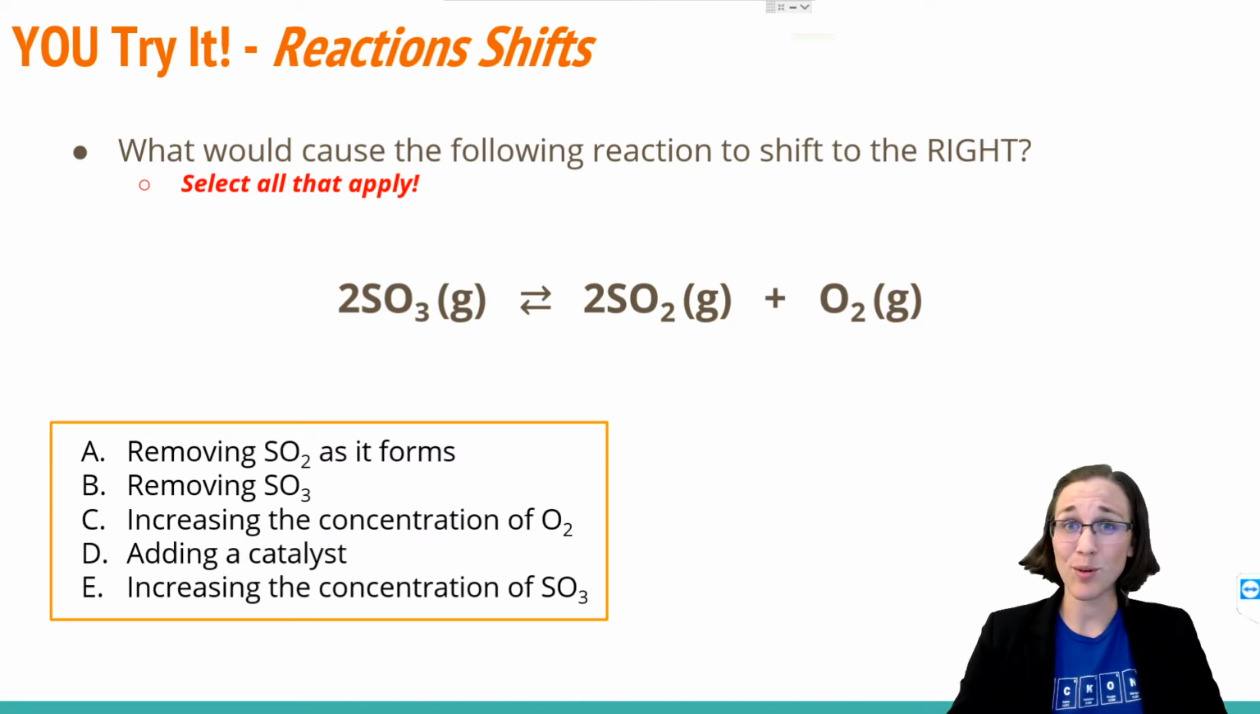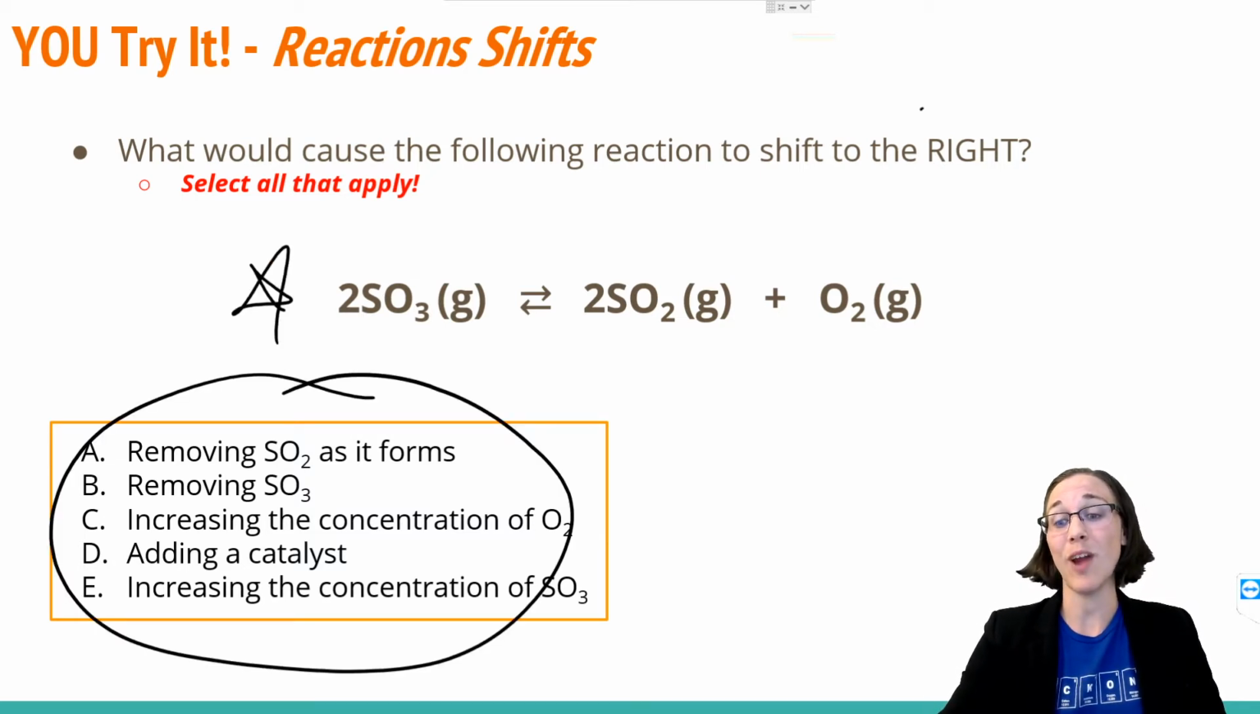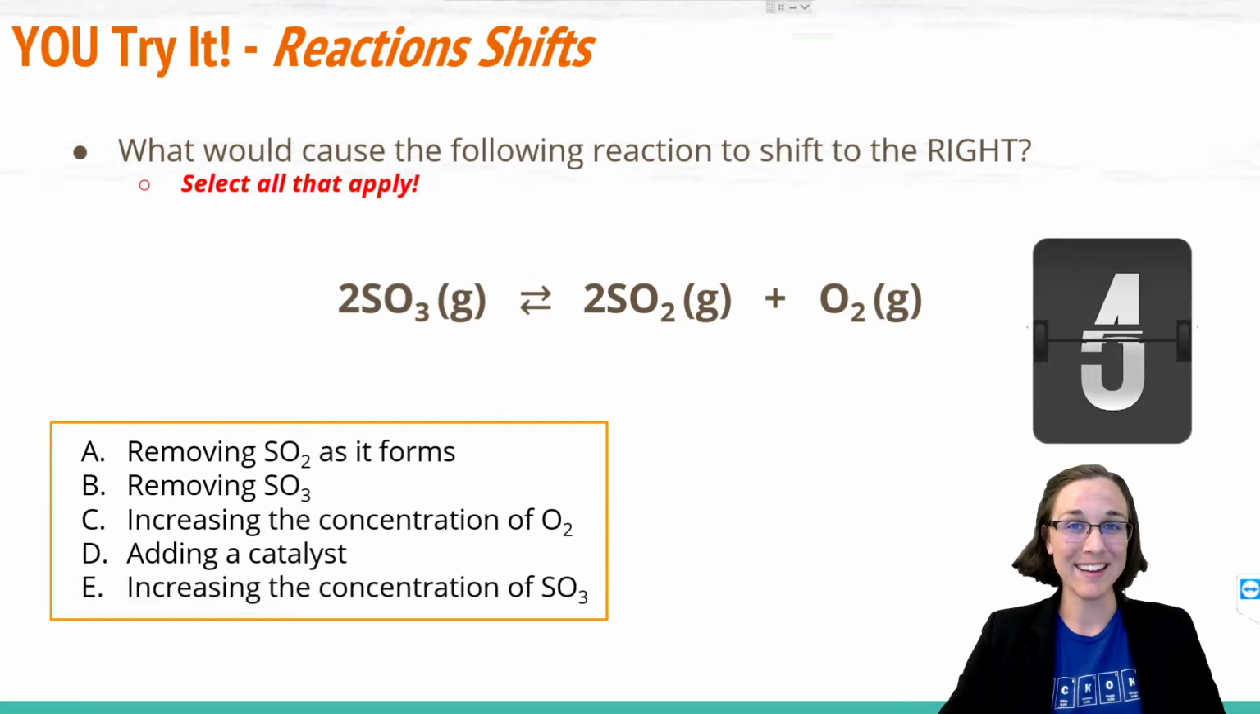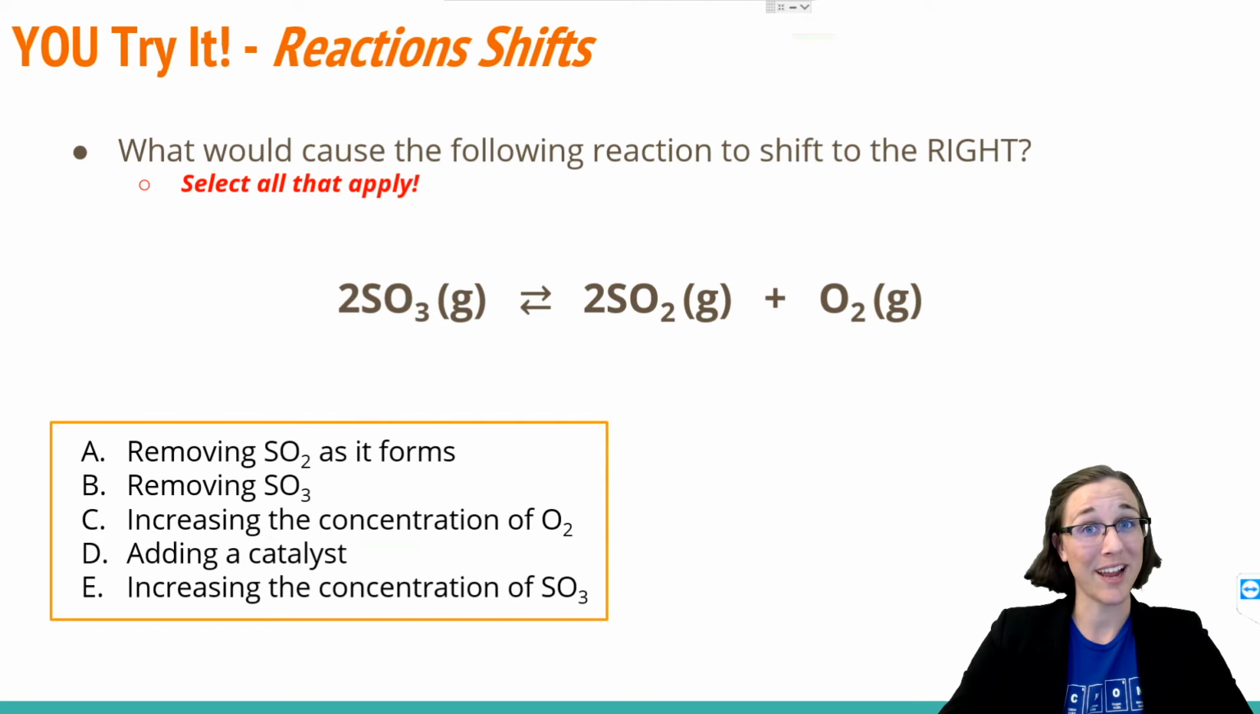Now that we've seen and applied the logic for trying to figure out if an equation will go to the left or to the right, let's see if you can figure out what from the list below would cause this equation to now go to the right instead. Go ahead and pause the video now and make sure you select all that apply. Let's see if you picked the right answer choices.